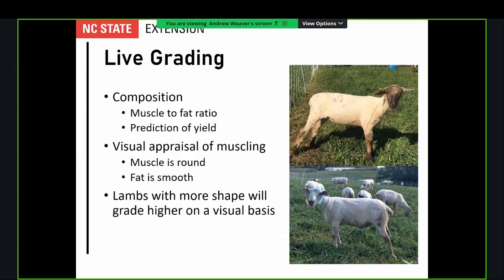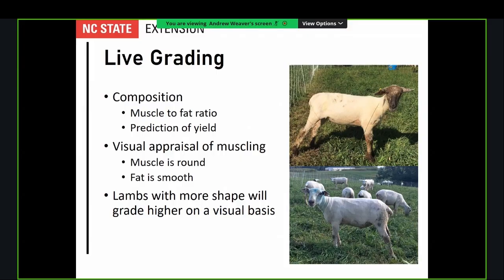Muscle is round, fat is smooth. So the more shapely an animal is, the more curvature they have, the rounder they are, generally we think of those animals as being heavier muscled. Fat is smooth, fat fills in all the gaps. So an animal that's very smooth, that's kind of shapeless, would be an animal that tends to be fatter and lighter muscled. And so we have trained graders that are grading these animals and sorting them into groups based on grade, and it's all visual. No measurements are done on the actual carcass on the back end, especially on a non-traditional basis.